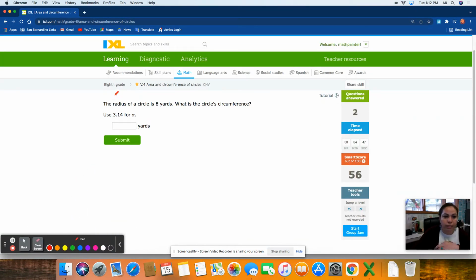All right, next one says the radius, which is R, of a circle is 8 yards. What is the circle's circumference, which is C? On our board, we're going to look again, 1, 2, 3. I have 3 for the circle. And I'm going to use number 2 because it has C and it has R. So C equals 2 pi R.